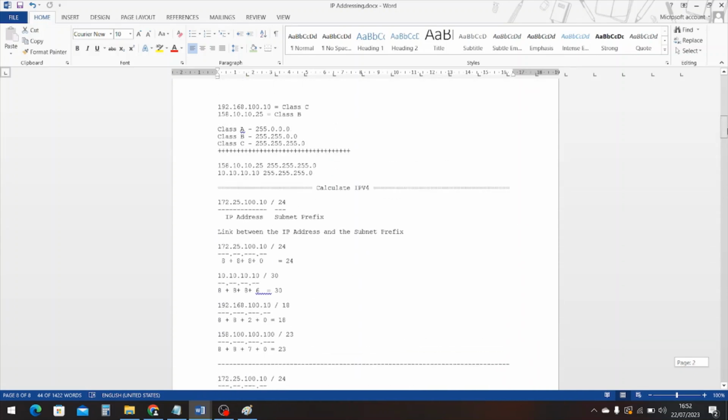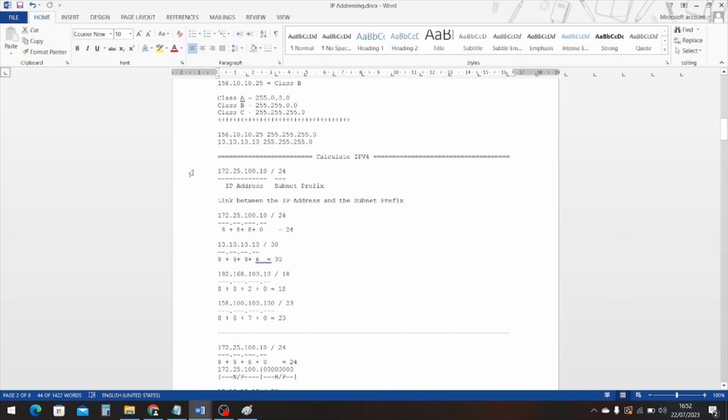Now, if you are given 172.25.100.10/24, remember I told you the subnet mask works differently from classful IP addresses. So this is called the IP address, and this is called the subnet prefix. And this is the very important link between the IP address and the subnet mask. It's very important. It's extremely important.